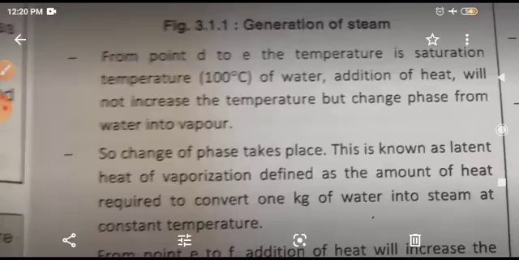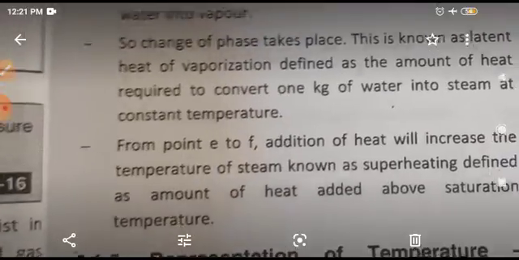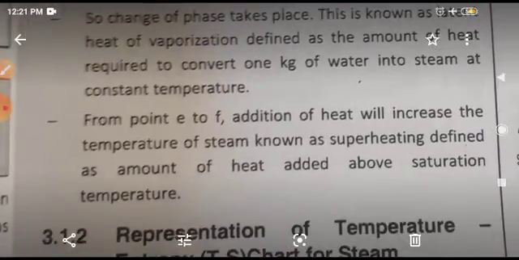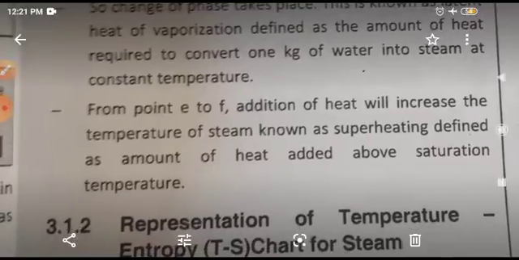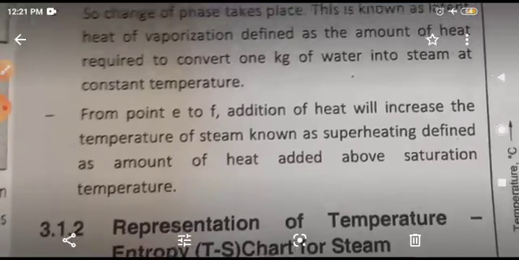Now at this phase, from D to E, what will happen? The total liquid present in that container will get converted into vapor at 100 degrees Celsius. This is what the DE phase shows. Then beyond E, the steam will get superheated. From point E to F, addition of heat will increase the temperature of steam, known as superheating. A definite amount of heat is added above saturation temperature.